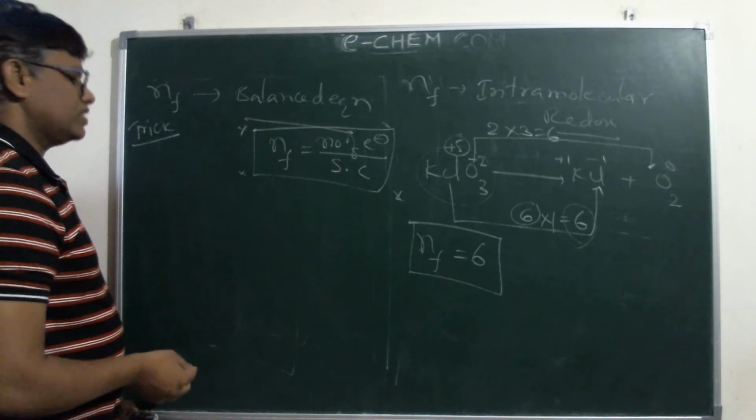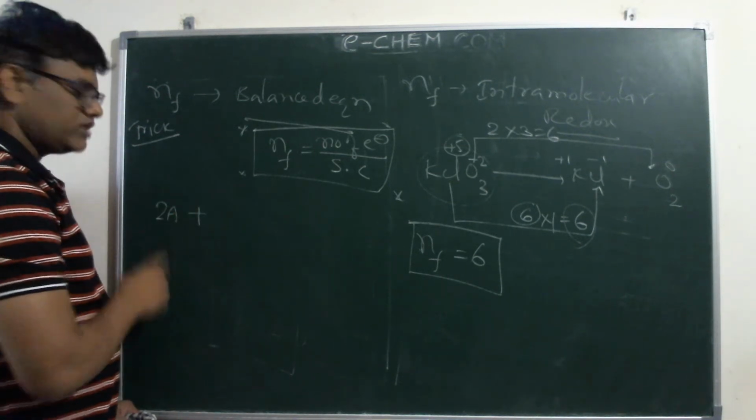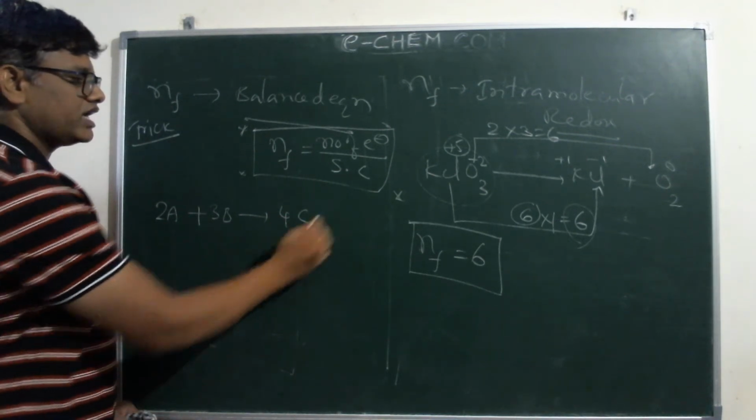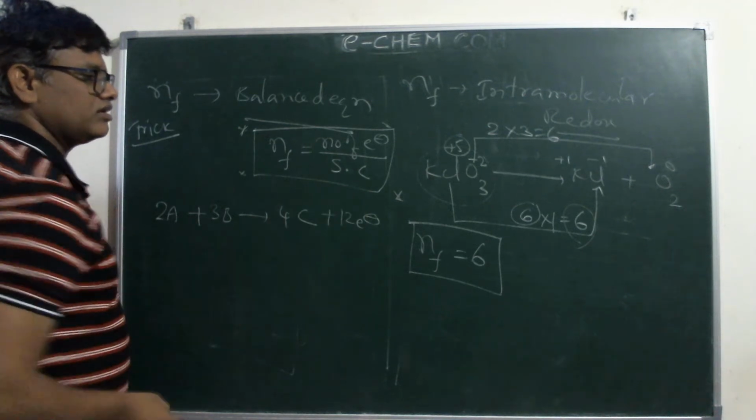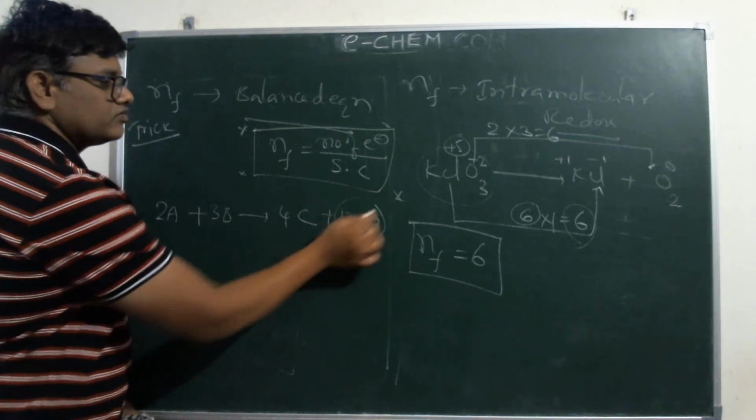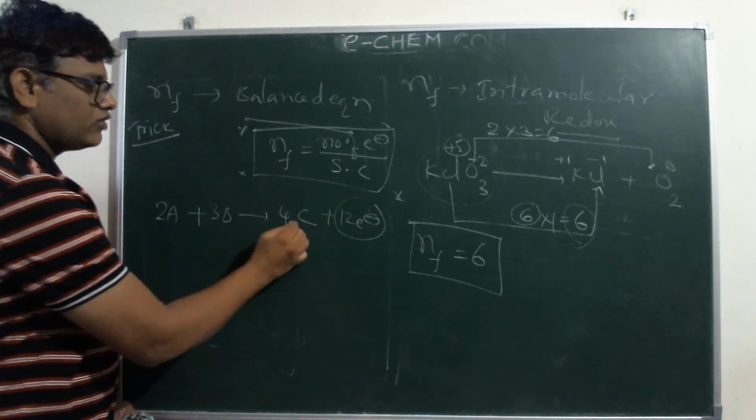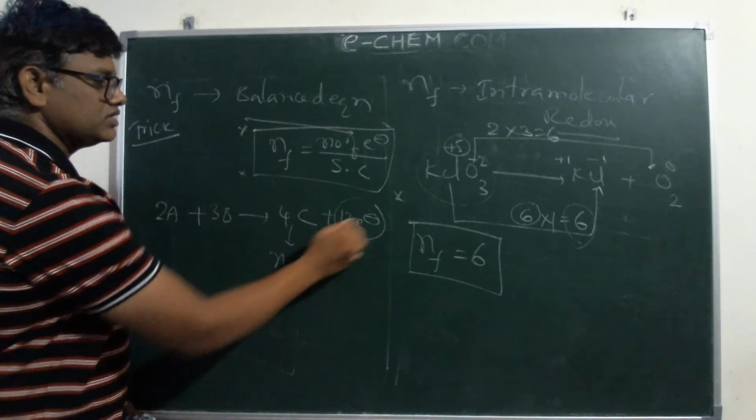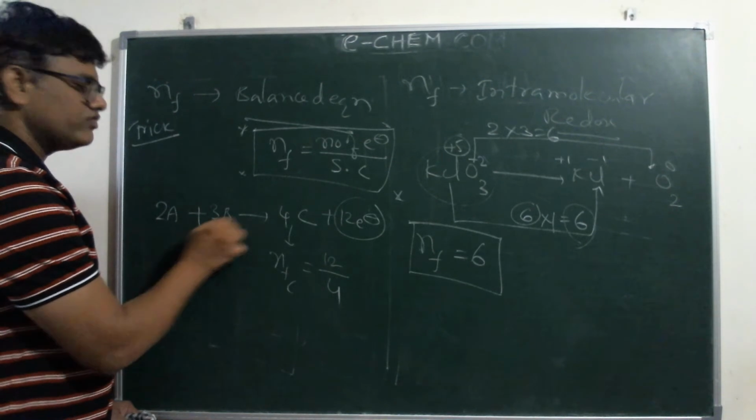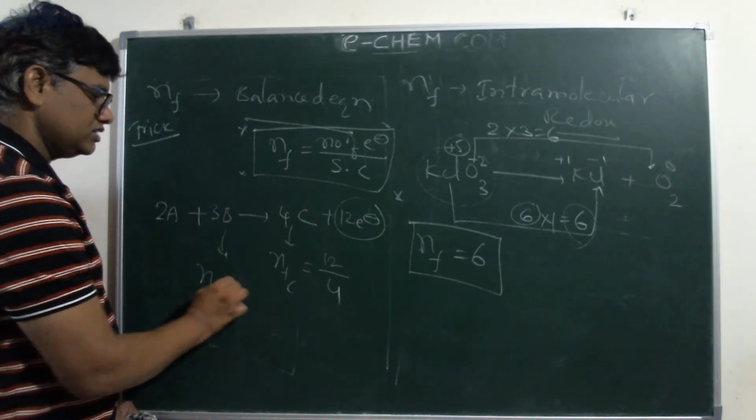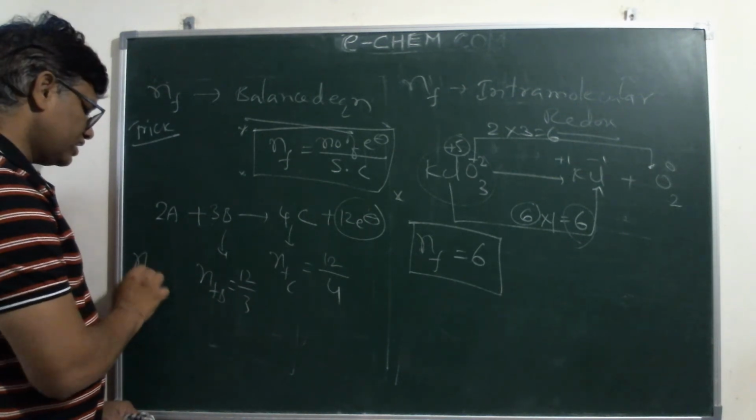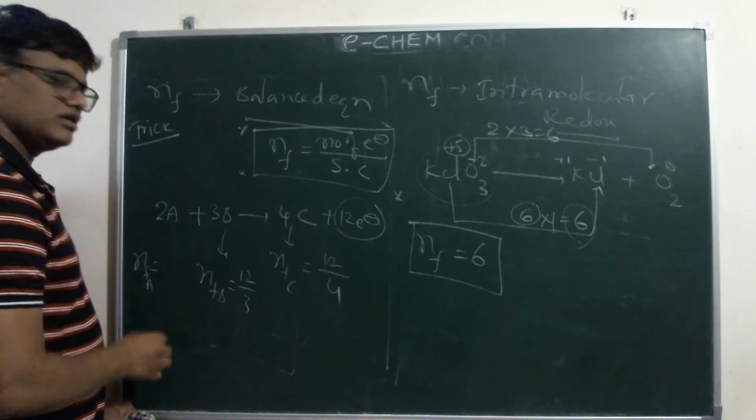Let's take one example for this. A hypothetical reaction I am writing: 2A plus 3B gives 4C. In this, 12 electrons are involved in the complete reaction. If I want to calculate the N factor for C, that is equal to the number of electrons divided by its stoichiometric coefficient. If I want to calculate the N factor for B, then N factor of B is equal to 12 over 3. For the case of A, the N factor is equal to 12 divided by 2.